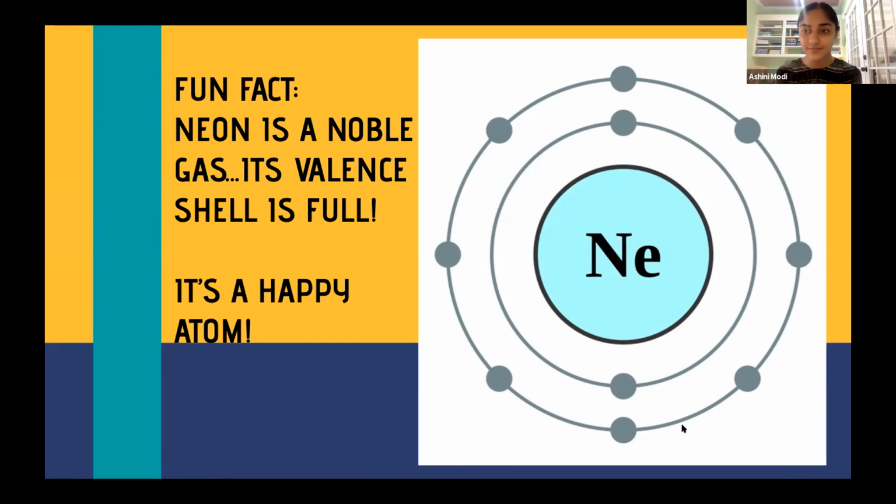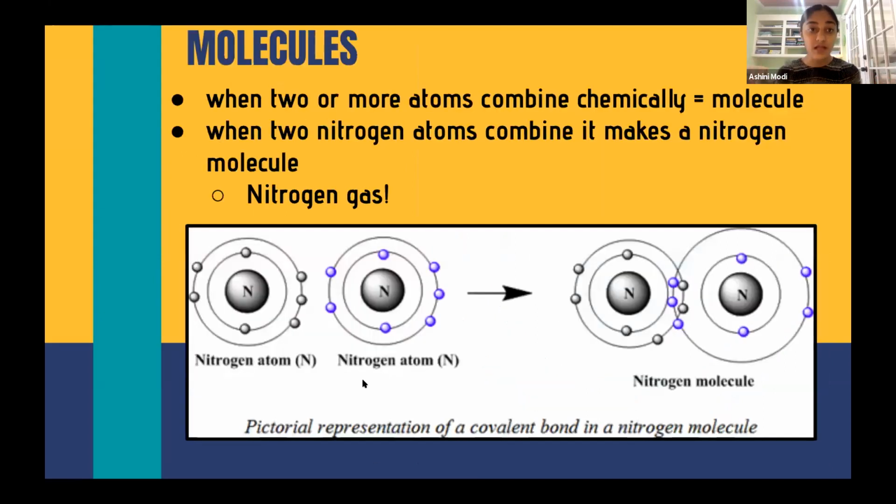So that means it doesn't want to bond with anyone, and it is a completely stable atom. Molecules occur when 2 or more atoms combine chemically together. When 2 nitrogen atoms combine, it makes a nitrogen molecule, and a nitrogen molecule is actually called nitrogen gas. So if you have nitrogen gas in our atmosphere, those are 2 nitrogen atoms stuck together, creating a nitrogen molecule.